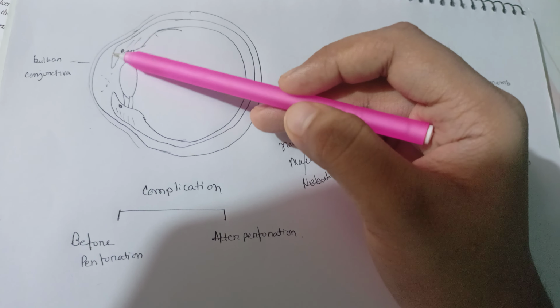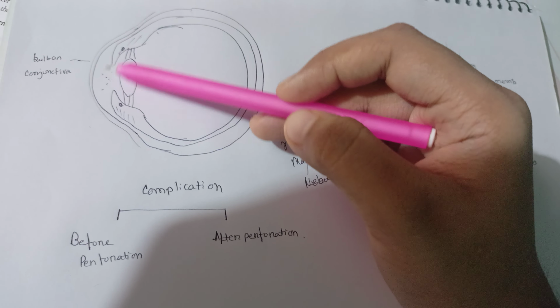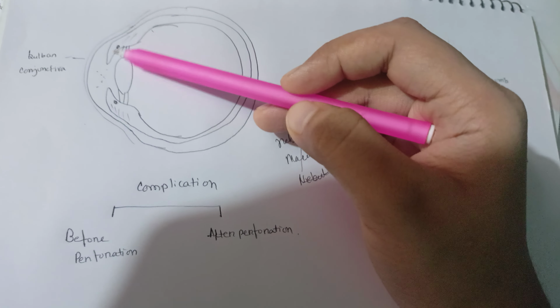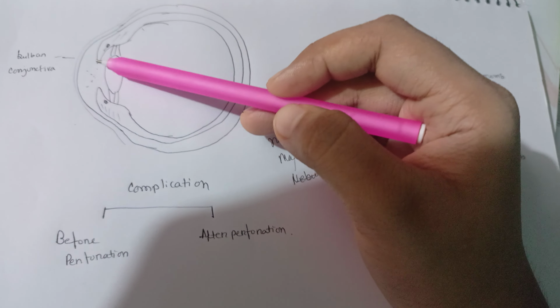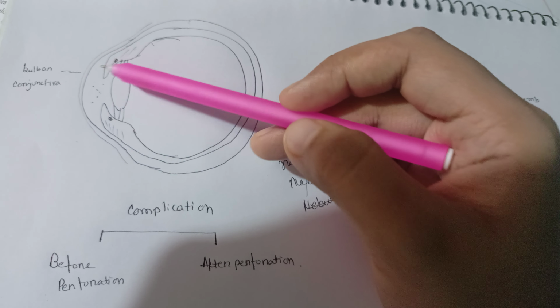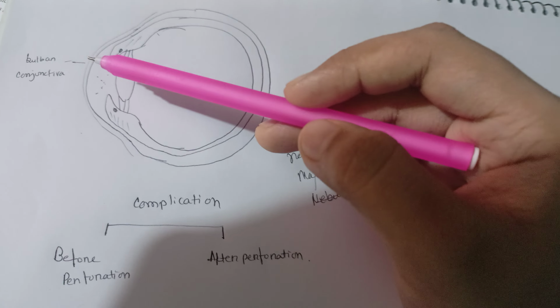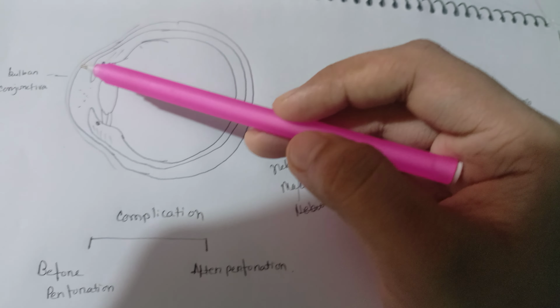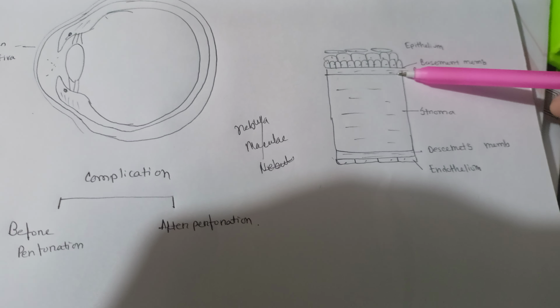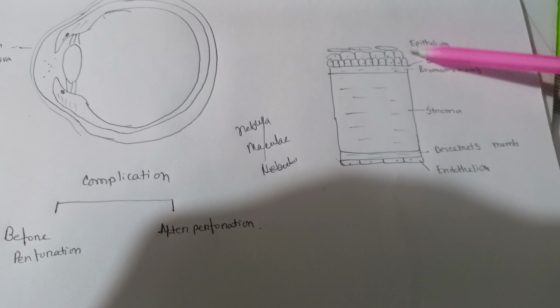Then, when there is ulceration and some exudates here, they will block the trabecular meshwork. When the trabecular meshwork is blocked, it increases the intraocular pressure, which leads to our second complication, which is secondary glaucoma.